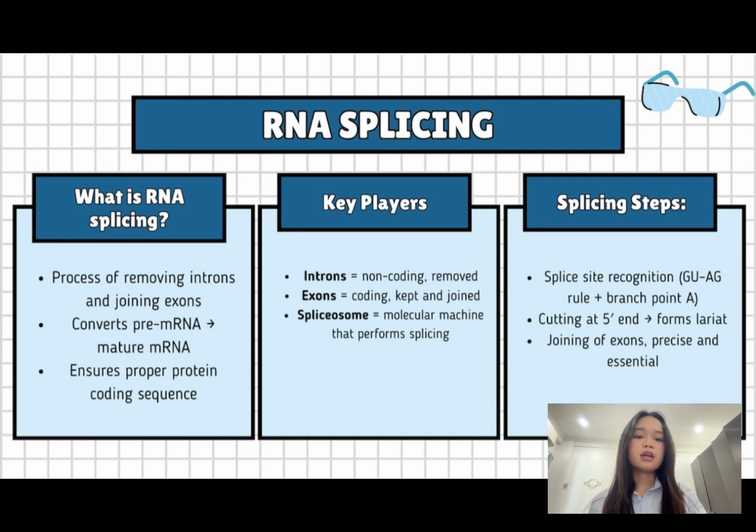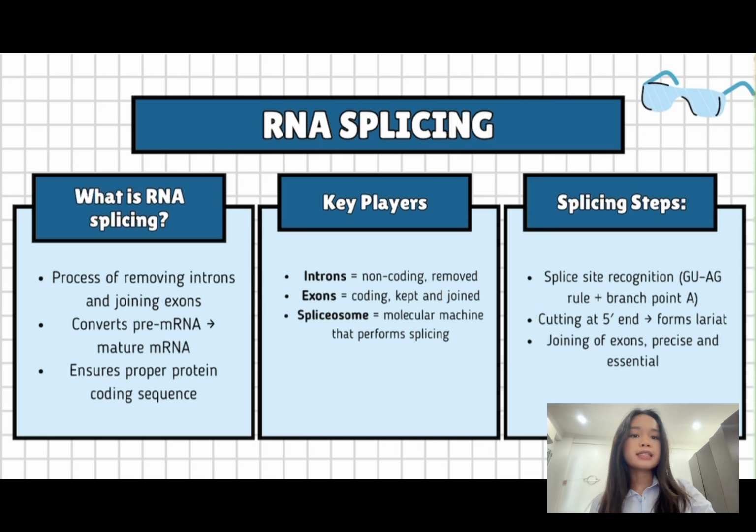This cutting and pasting operation isn't random. It's carried out by a molecular machine called the spliceosome. The spliceosome is a large and complex molecular machine composed of small nuclear ribonucleoproteins and other proteins as well. Here's how the spliceosome works.